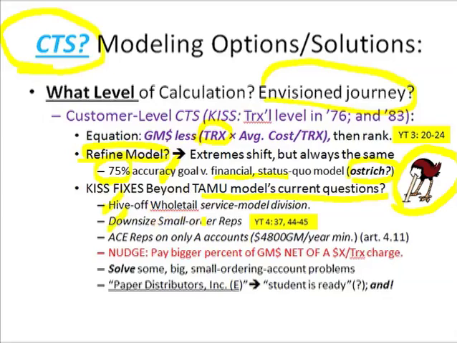So we need to downsize our small order reps. And at YouTube, in Nichonomics, playlist 4, clips 37, 44, 45, we talk about that. Also, Article 4.11 will go into how you downsize and upgrade your sales force.